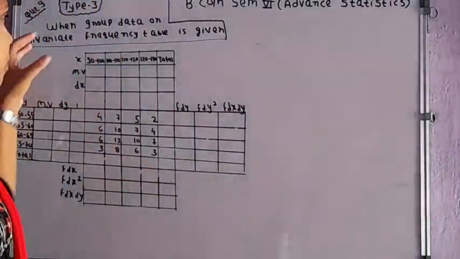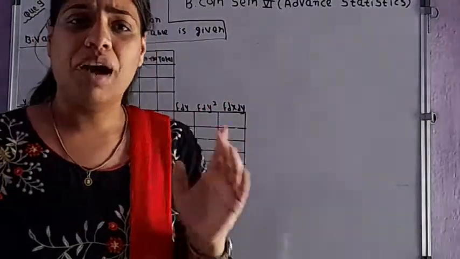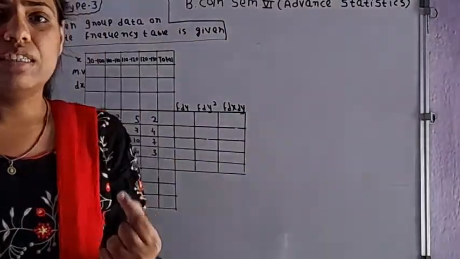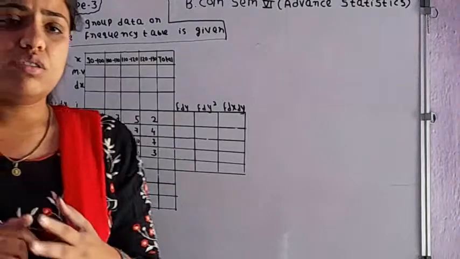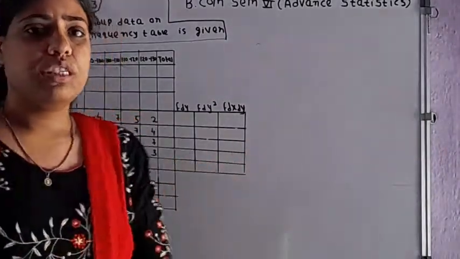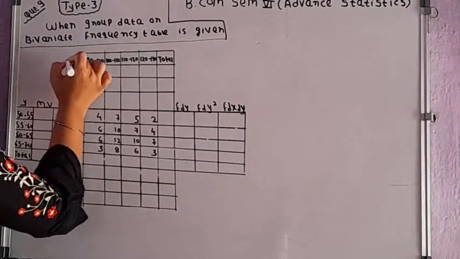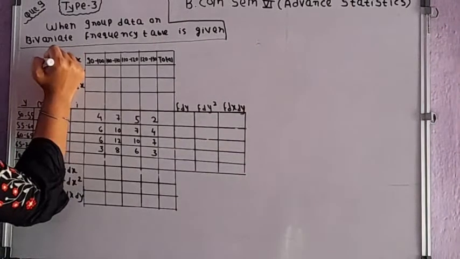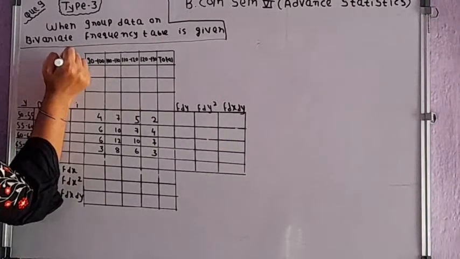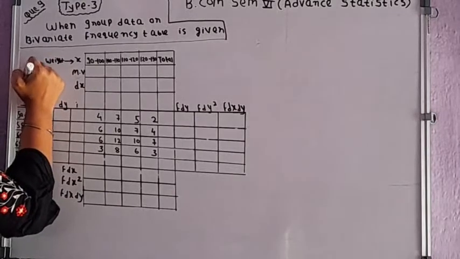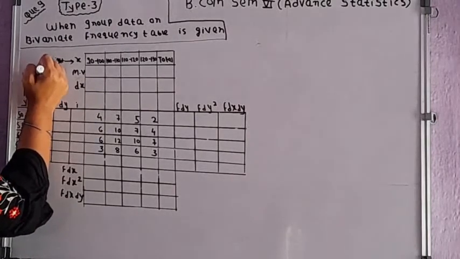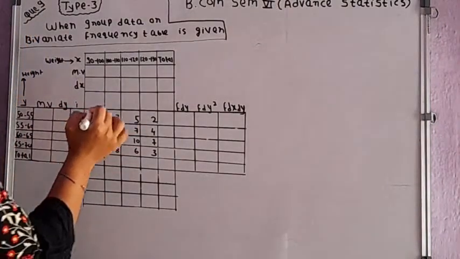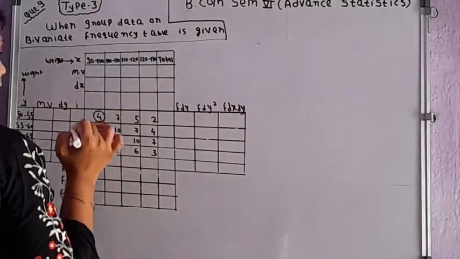Now, what is the meaning of this bivariate frequency distribution table? Why is it called bivariate? Bi means two. When a frequency is representing two characteristics, it's known as a bivariate frequency distribution table. Like here, this x variable is representing weight and this y variable is representing height. And all these numbers written over here are the frequencies. So this 4, when you see it, is a frequency.